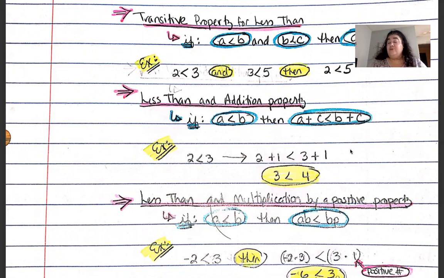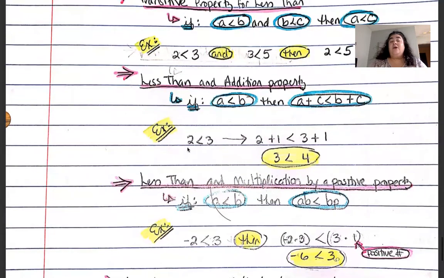Okay? Again, let's use some concrete numbers to show this. If we start with two integers, 2 and 3, and we say 2 is less than 3, then according to the addition property of less than, if I add the same integer to the 2 and to the 3, in this case I chose 1, then the sum of 2 plus 1, which is 3, and the sum of 3 plus 1, which is 4, will still be less than the respective sum, as you can see here. So the sum of 2 plus 1, which is 3, is still less than the sum of 3 plus 1, which is 4.